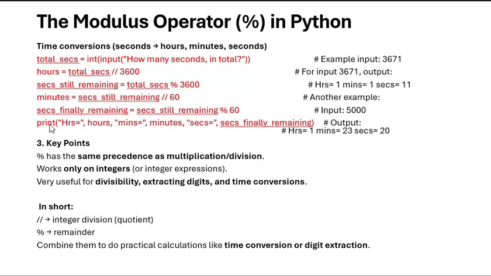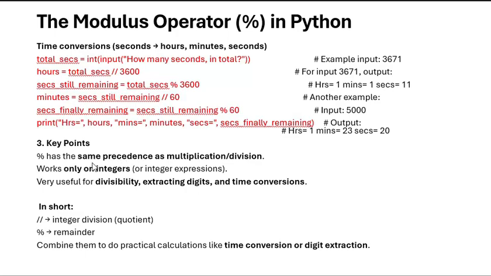And the next step is print hours, minutes, and seconds finally remaining. It will print the results in hours, minutes and seconds format. Got it? We have taken two examples here, 3671 and 5000. For those examples, it will follow step by step.